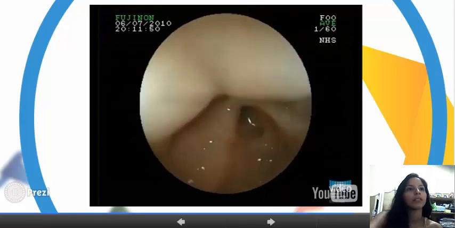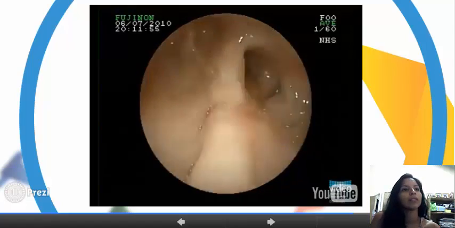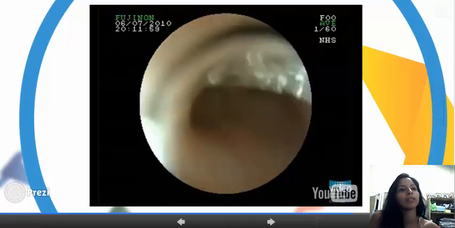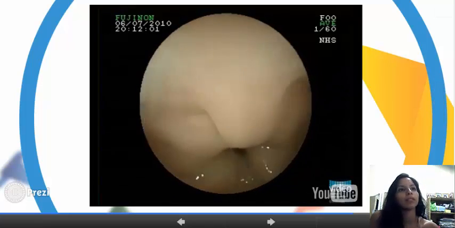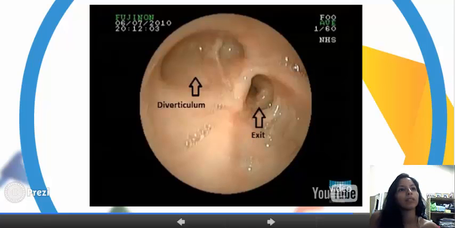This is a routine gastroscopy in a 78-year-old patient without dysphagia. In the lower third of the esophagus, we have this incidental finding: a large-mouthed epiphrenic diverticula with the esophageal lumen on the right side. The diverticulum is completely empty, without food or fluid.